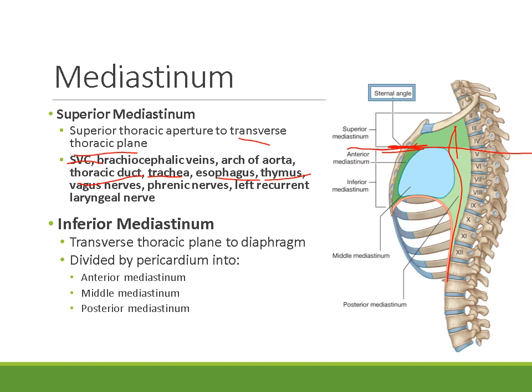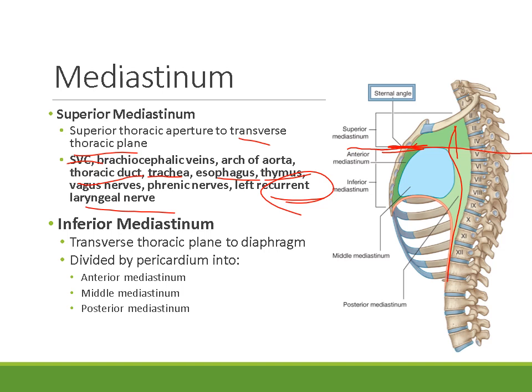We also see multiple nerves passing through the superior mediastinum. For example, we see the vagus nerves, we see the phrenic nerves. We also see the left recurrent laryngeal nerve. The recurrent laryngeal nerves are actually branches off of the vagus nerve. Recurrent means that the nerve is going in the opposite direction.